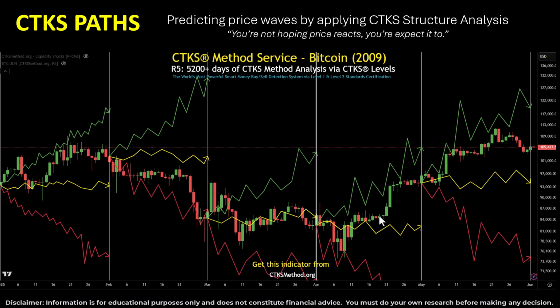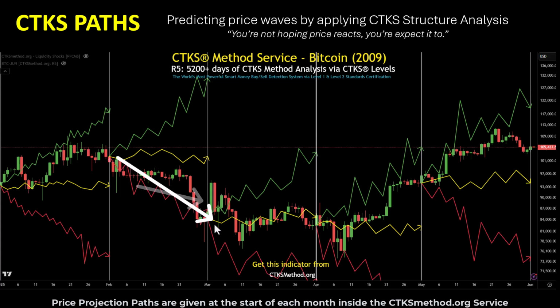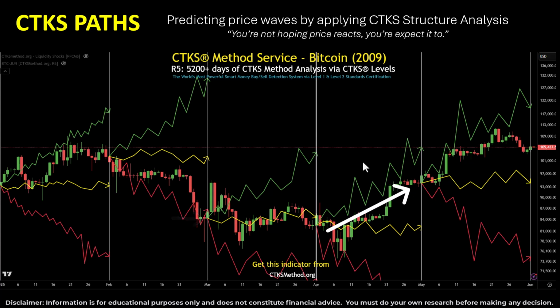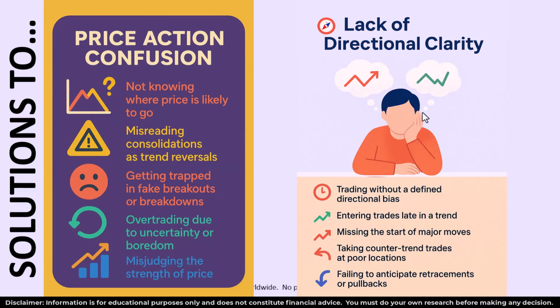When you understand structure, you're not hoping the price reacts, you're expecting it to react. And when you get a drawdown, you'd be expecting that too, as well as rallies. Everything is structurally based. There are a lot of problems when it comes to price action confusion. One of the greatest problems is that we simply do not know where price is likely to go unless you know structure. Misreading consolidations as trend reversals is very common.